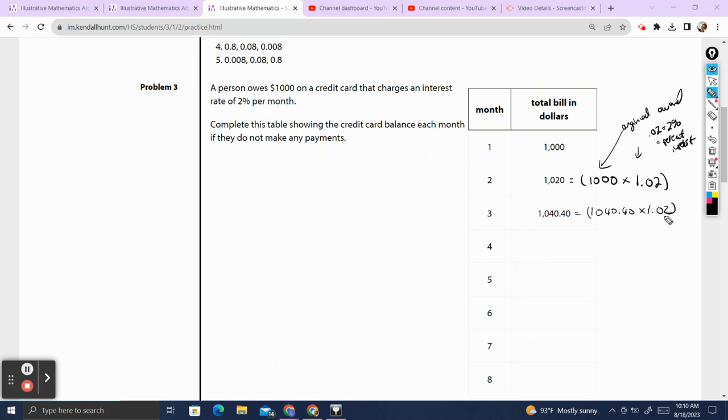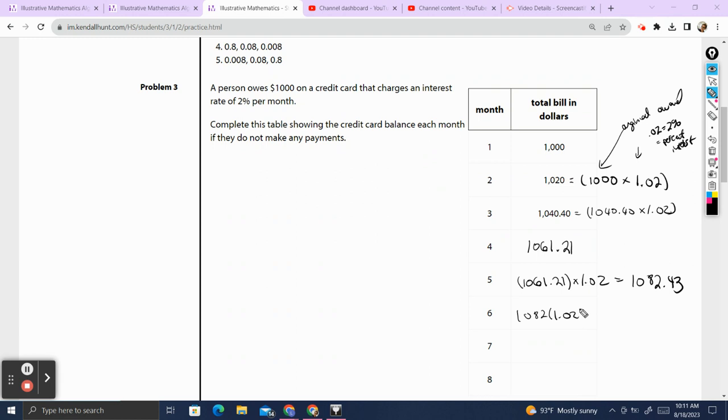So the easiest way to do that is to pull out your handy dandy calculator right now. Doing that calculation, I get 1061.21. To calculate the next term in the sequence, it's going to be 1061.21 times 1.02, which gets me 1082.43.